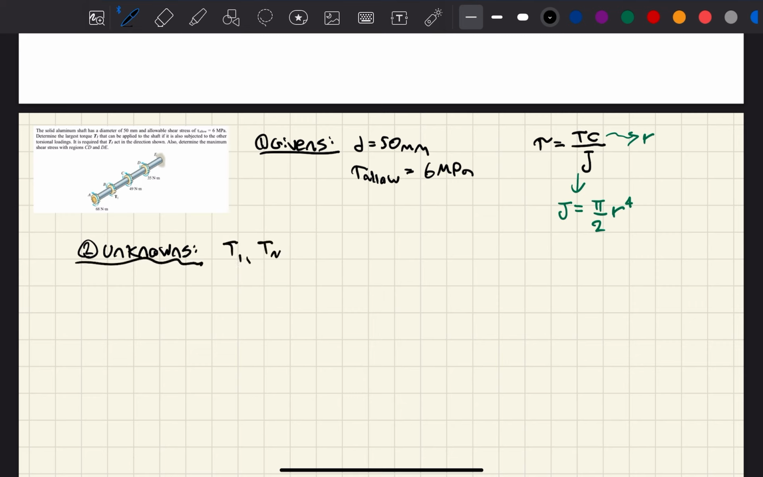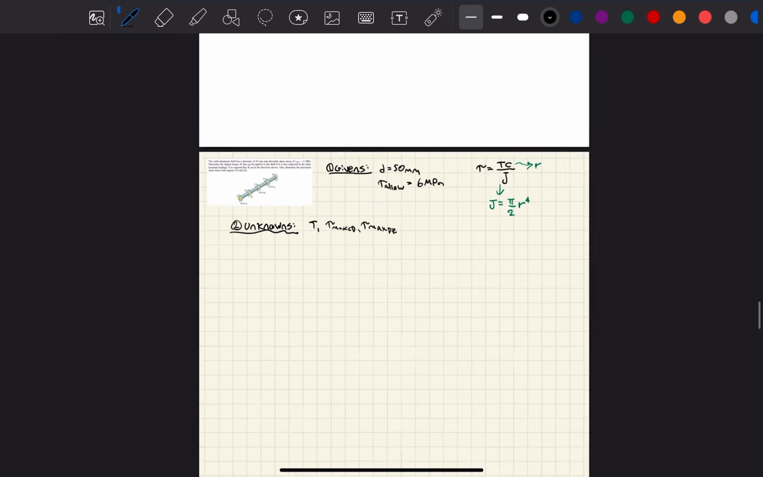T1, tau max CD, right? We want to find this force, T1. We want to find the maximum shear stress in this section CD, and the maximum shear stress in this section DE. CD, tau max, DE. Beautiful.